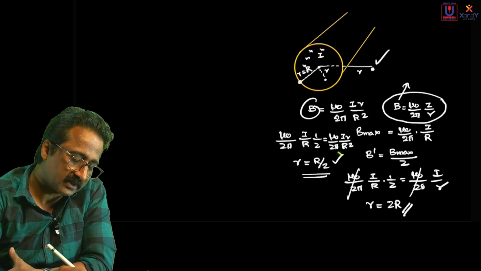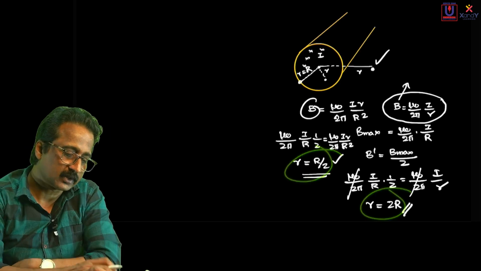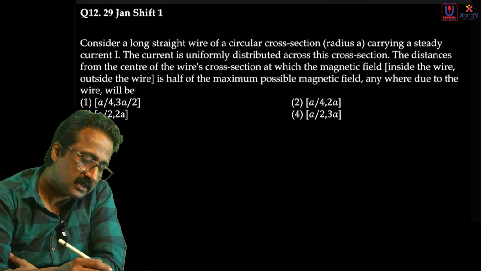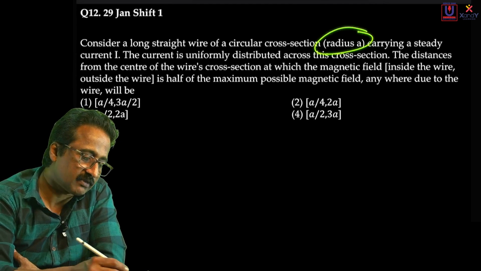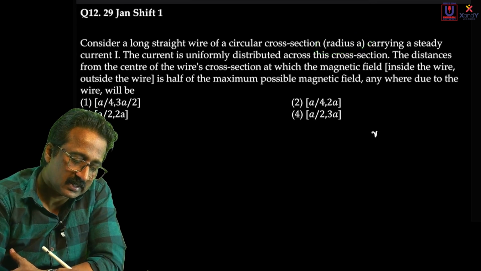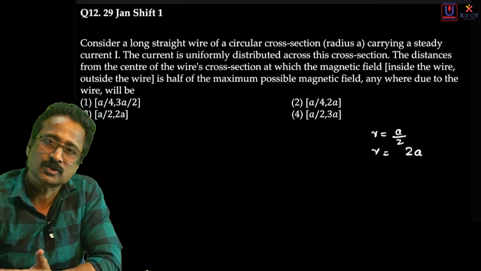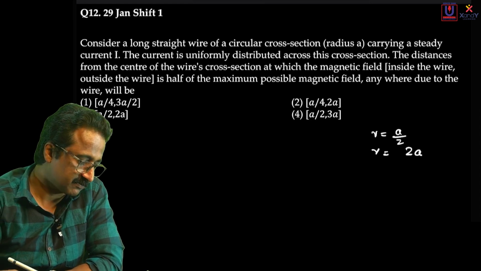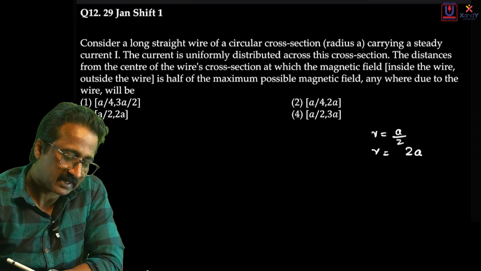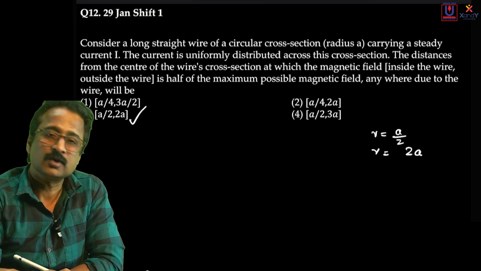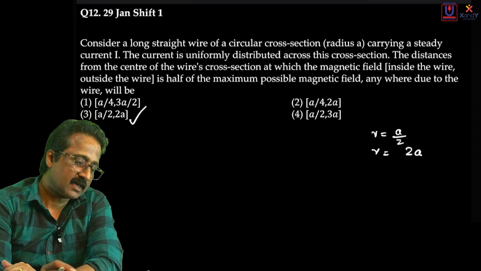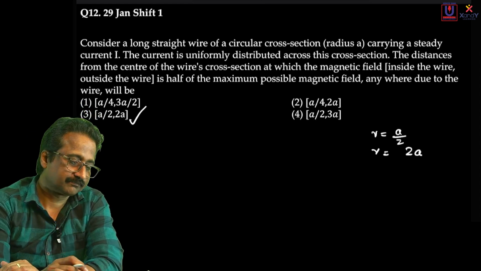These are our answers. Okay, let's go back to the options. Now see, here it said that the radius is a. So my answers would be: one point is a by 2 and the next point is 2a. So half the radius and twice the radius. At these 2 points you can expect the field to be B maximum by 2. So which could be that? You must go with option 3, I'm sorry.